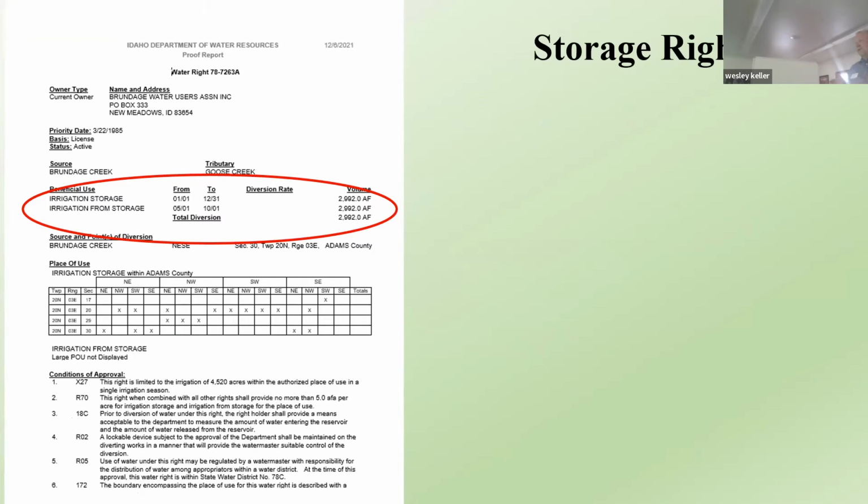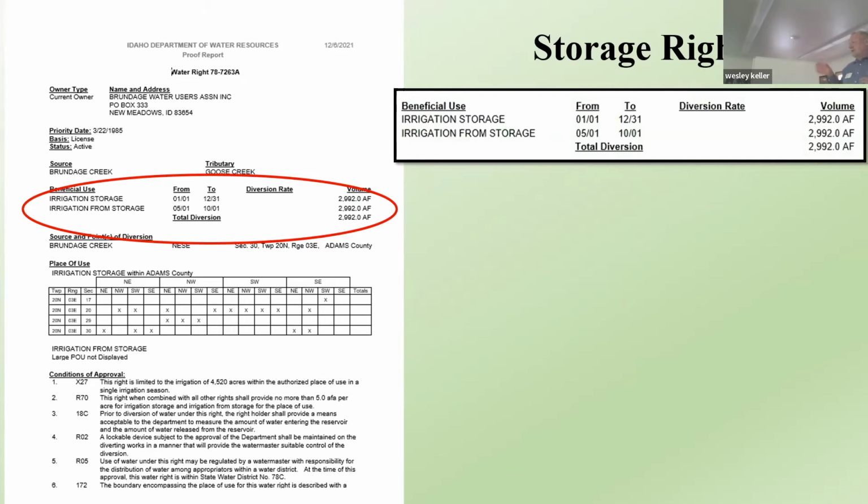So on-stream storage water rights for a reservoir do not get a diversion rate because it is an impoundment on the stream and not diverting water off of the stream. So they are described strictly by volume.